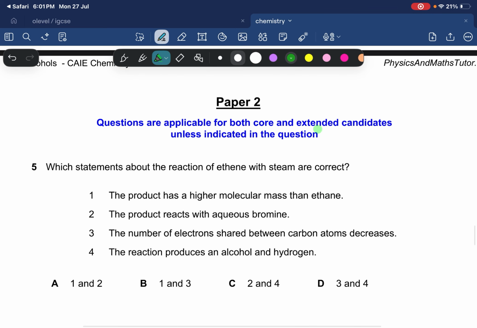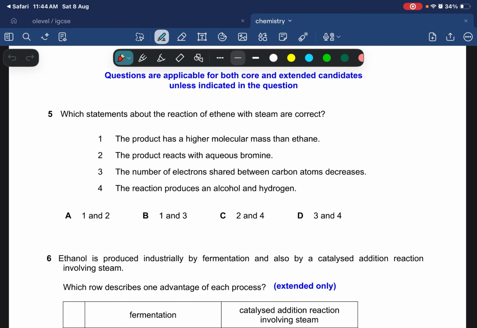Now we're only moving to the extended candidate part. Which statements about the reaction of ethene and steam are correct? The product has higher molecular mass than ethane. Yeah, that's correct, because look, so this means that statement 1 is correct.